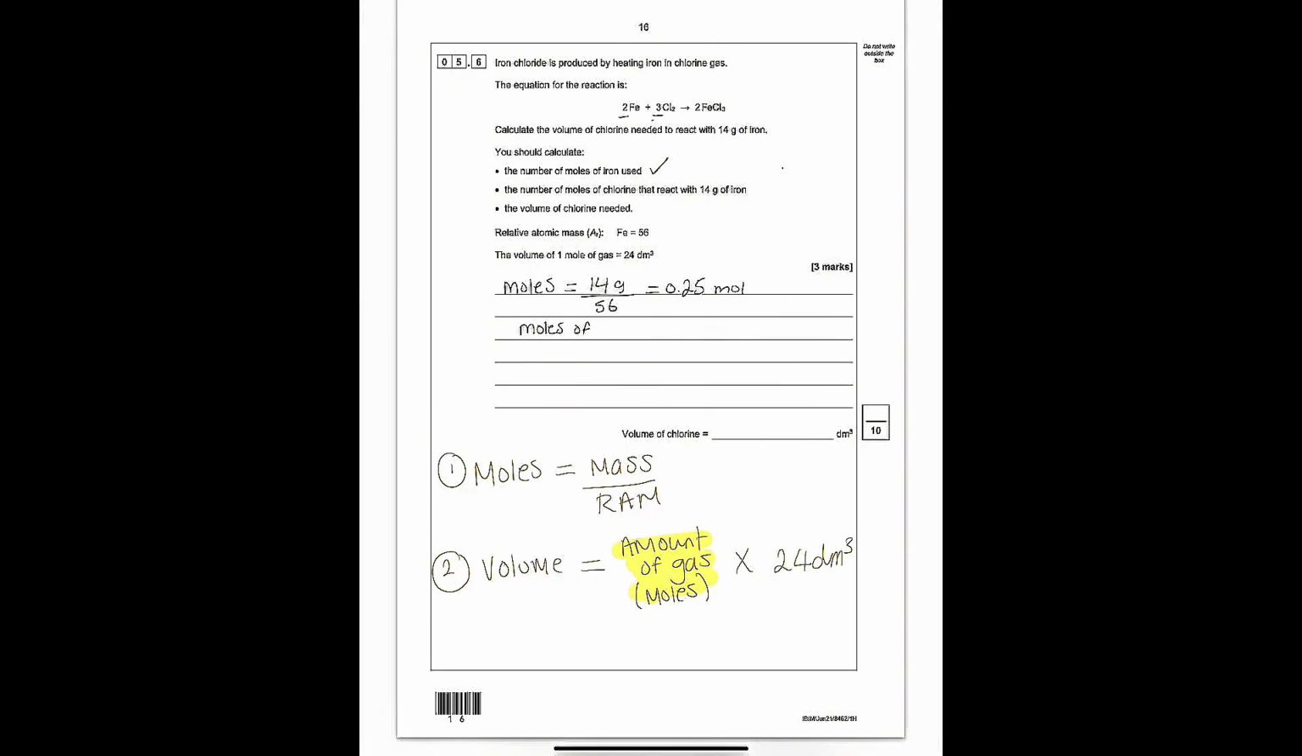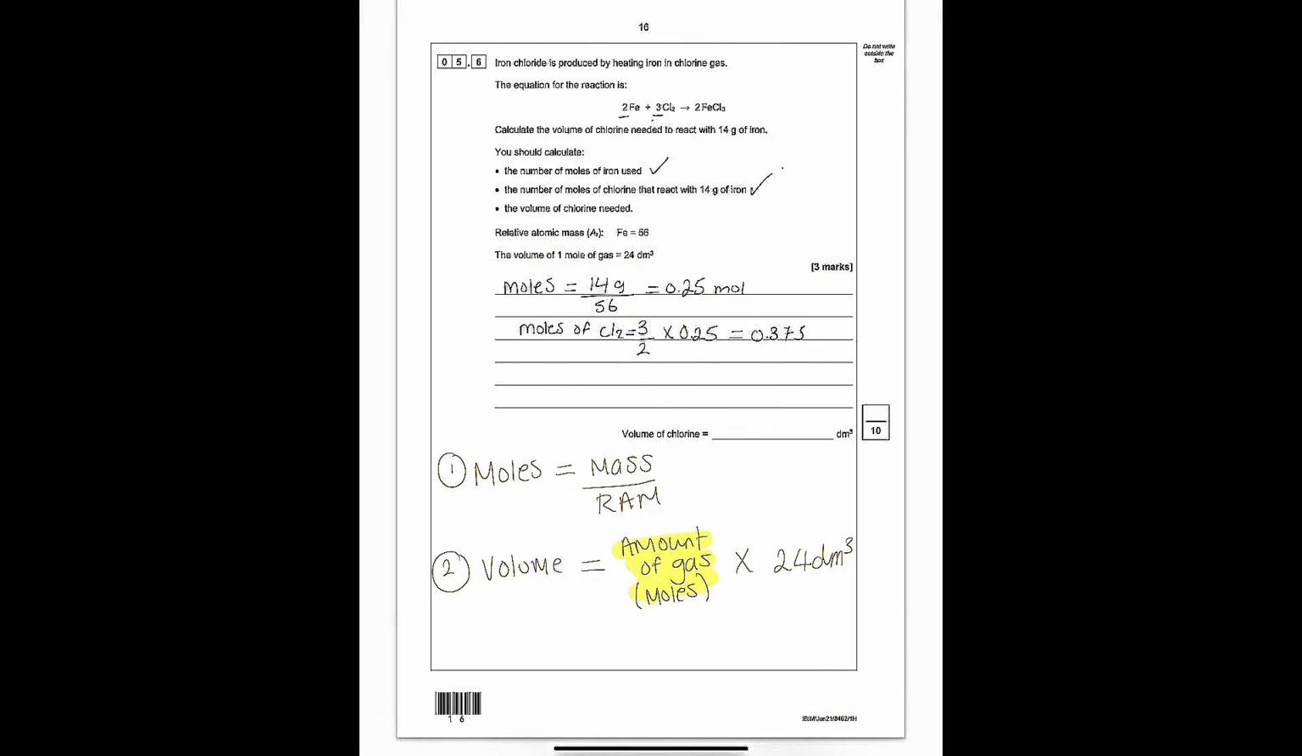Moles of chlorine is going to be the 3 divided by the 2 and then times it by the 0.25, and that's going to give you 0.375. So what you've just done here to work out the moles of chlorine, you've done the 3, you've divided it by the 2, which is the coefficient, and then you multiplied it by 0.25, the value that we got here at the start. Okay, so that is now the number of moles of chlorine that react with 14 grams of iron. And you would do the same in every other question, just to let you know.